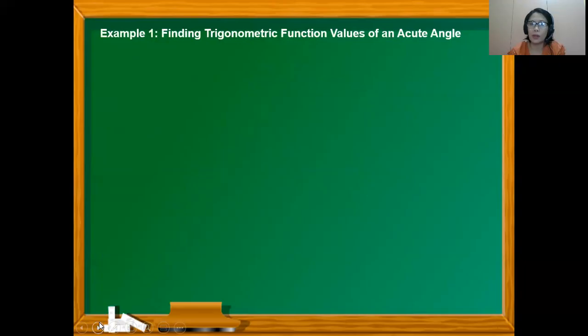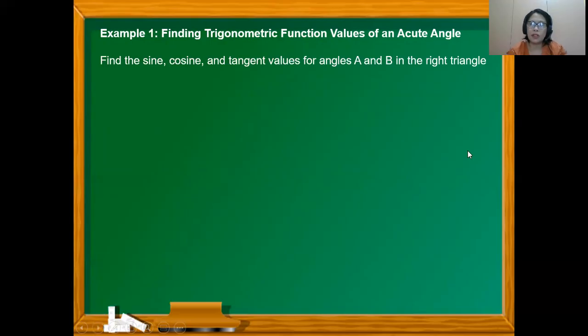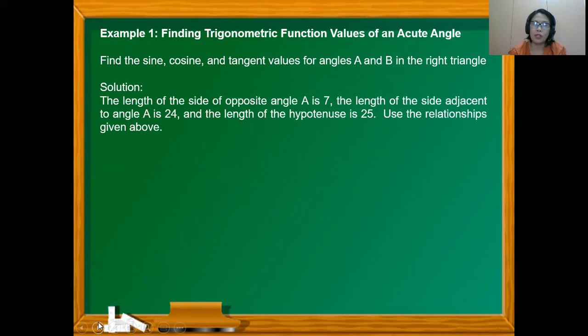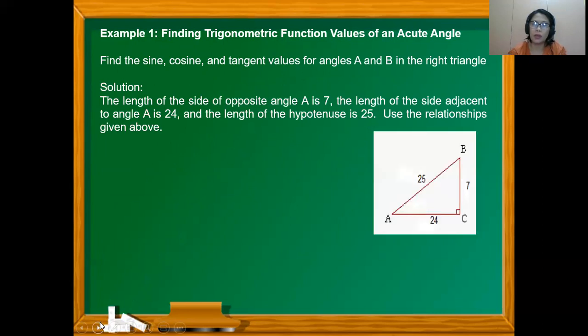Now, let's work on calculating the trigonometric function values of an acute angle. For instance, here we're asked to solve for the sine, cosine, and tangent values for angles A and B in the right triangle. This is the illustration. So, we have two acute angles here, angles A and B, and we are asked to solve for their sine, cosine, and tangent. So, we have the corresponding sides. Again, we have to note SOHCAHTOA.